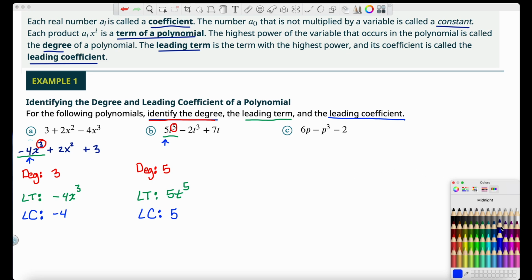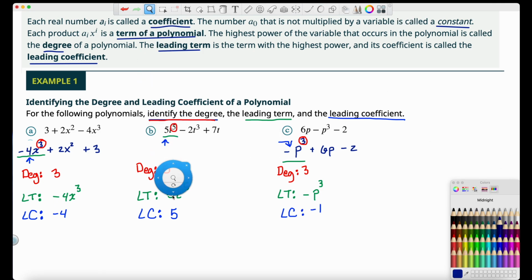Okay, so for C, we do have to rewrite this if we want to write it in descending order. So we're going to say negative p cubed plus 6p minus 2. I recommend you do this because it helps identify more easily the parts that we're looking for. It's a degree 3. The leading term is negative p cubed. And even though we don't see a number in front, we know there's a 1 there, so negative 1 is our leading coefficient. Okay, very good. These are done.